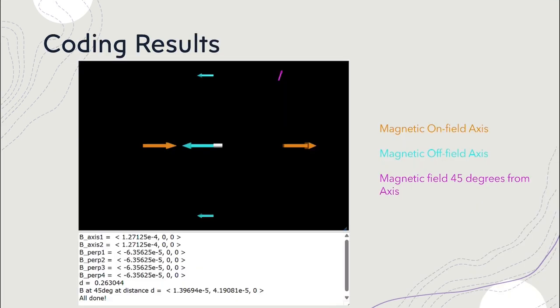I'd now like to discuss the results of this coding. The magnetic dipole moments are seen in the arrows below. In the orange arrow, you can see the magnetic dipole moment of the on-axis field. In the blue arrow, you can see the magnetic dipole moment of the off-axis field. And up there in the top right corner, you can see the magnetic field at 45 degrees from axis. Their corresponding values and magnitudes are also seen below the image.